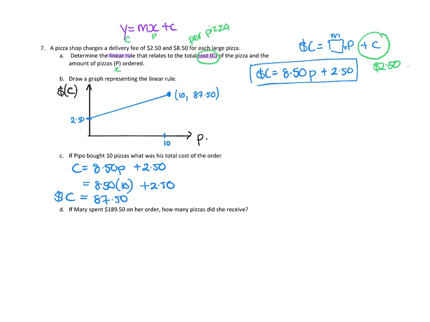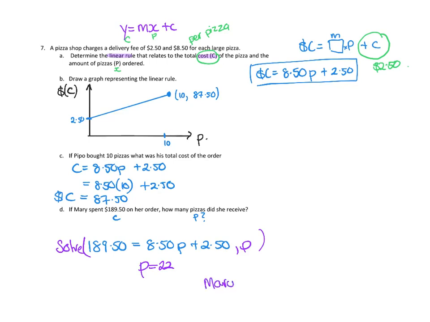If Mary spent $189.50 on her order, how many pizzas did she order? So P's the question, and they gave me a C. So if you pop that into your formula, it's only the P you don't know, so you can pop it into your calculator and go solve. Okay, so, alright, let's get it. P equals 22. So Mary, how many pizzas? Mary had 22 pizzas. I said 25. No, it was 22.